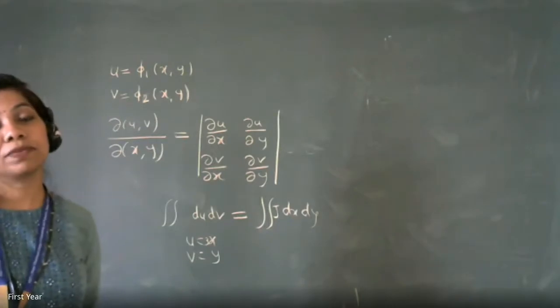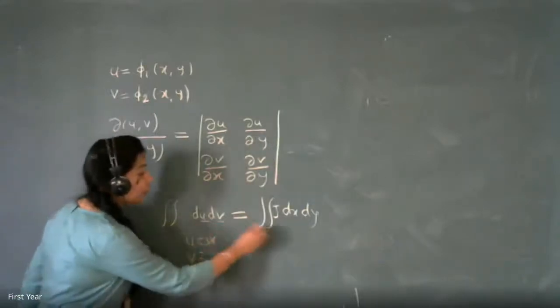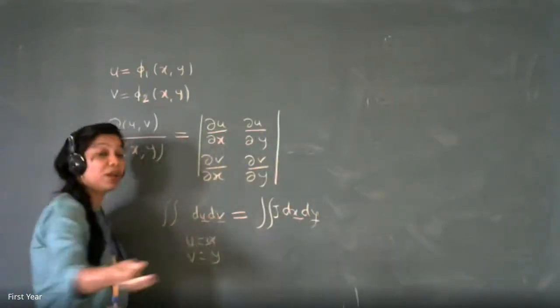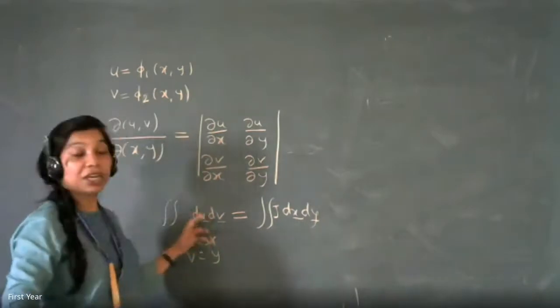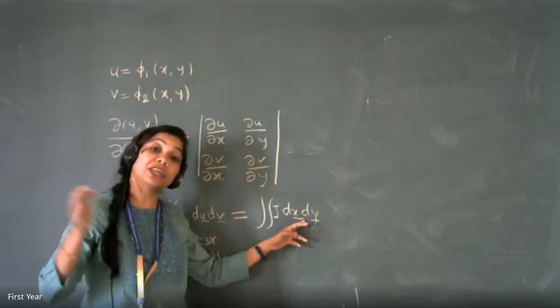Ma'am, this step: double integration of du dv is equal to double integration of dx dy. Say it again, I didn't get it. Double integration of du dv is equal to double integration of Jacobian into dx dy. How was this step derived? See, I want to change uv in terms of xy. I said that if this integration is difficult, I have to change it to new variables where the integration becomes simple.